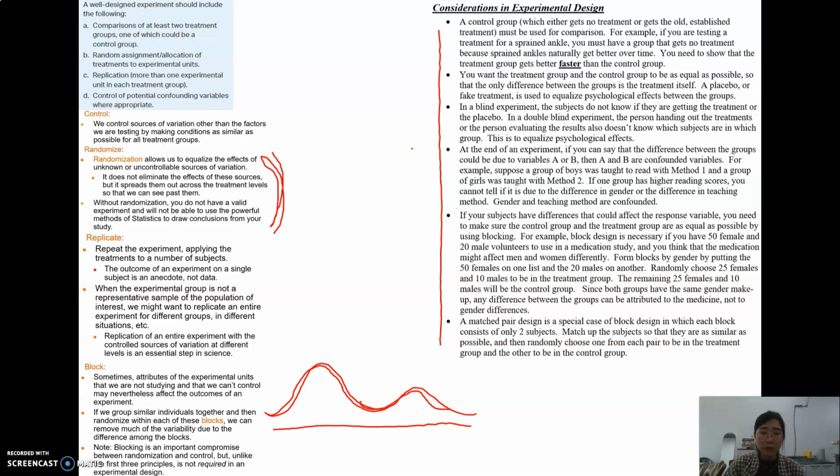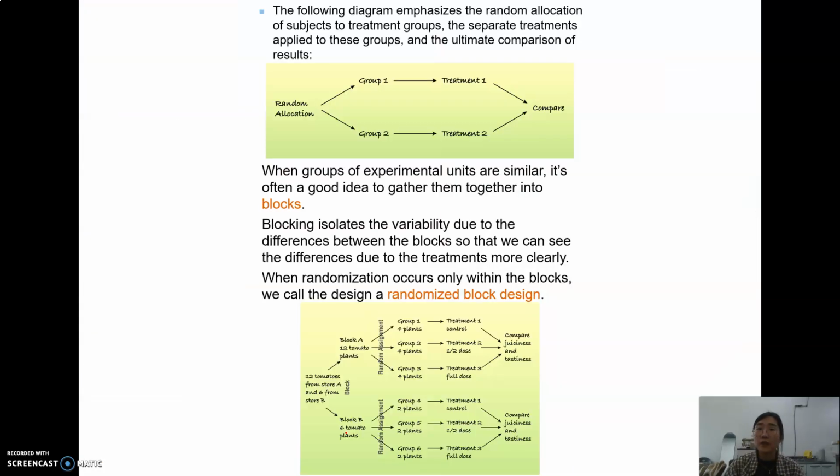So I'm going to post this PowerPoint. So I think you can read about it. And we're going to talk a little bit more about the matched pair design because that was a part of your quiz question. So when you are describing an experiment or when you're proposing an experimental design, sometimes it's very helpful that you use a diagram.